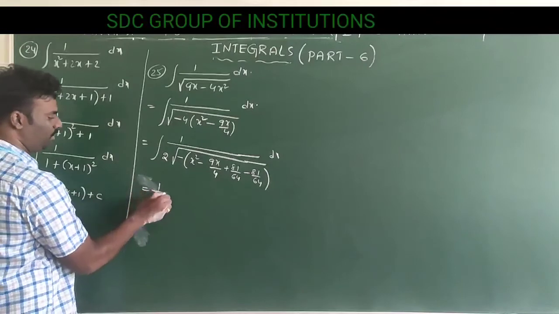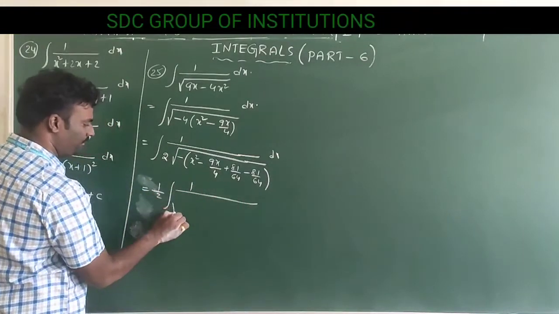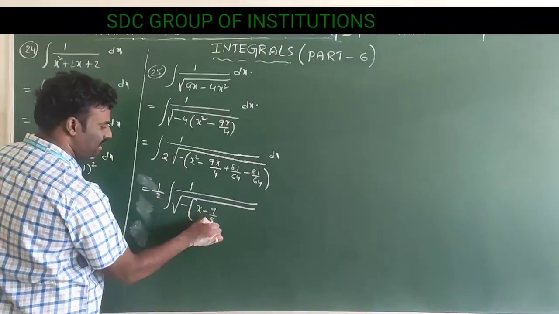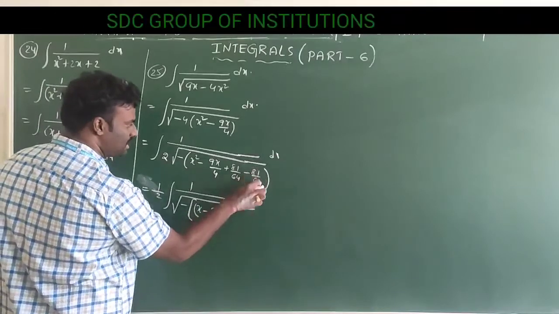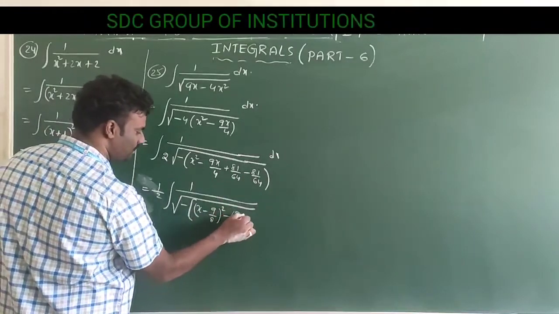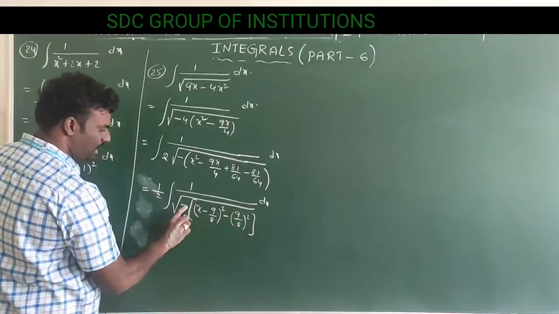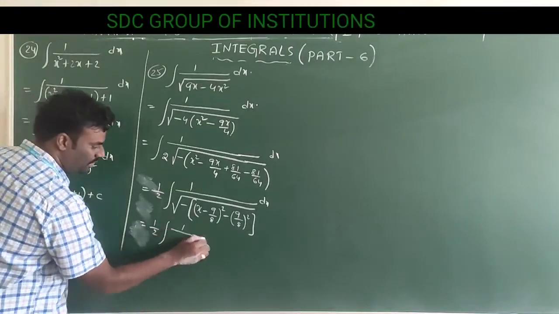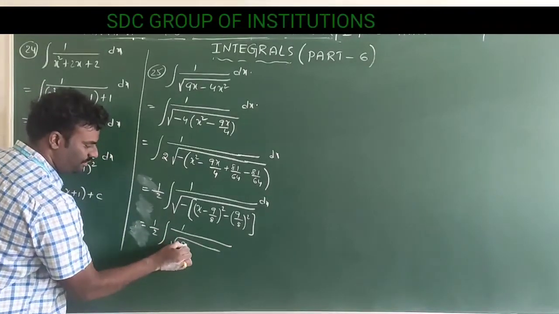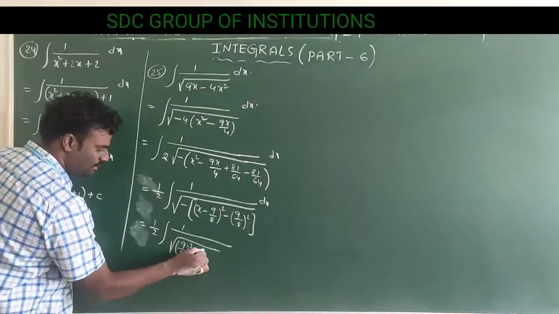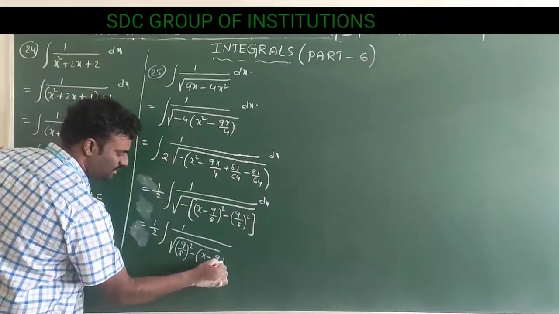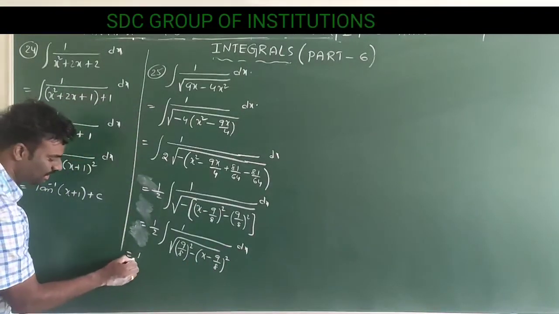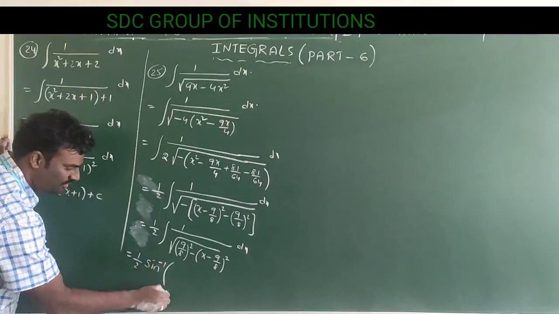That equals 1 by 2, 1 by under root of x minus 9 by 8 whole square minus this, which can be written as 9 by 8 whole square. If you multiply with minus, these two values will be interchanged. Then 1 by 2 into 1 by under root of 9 by 8 whole square minus x minus 9 by 8 whole square. It is the direct formula 1 by under root of a square minus x square, that is nothing but 1 by 2 sin inverse of x by a.